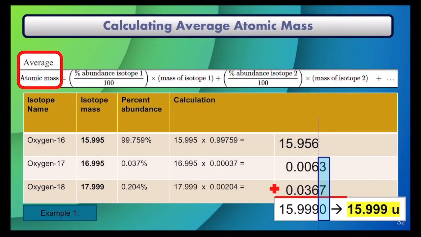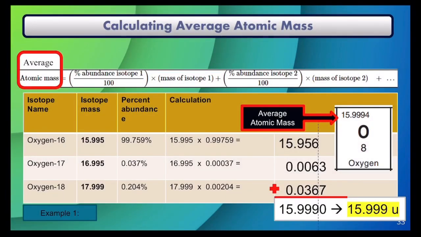So we will eliminate those digits there at the end and round our answer to 15.999 units, or atomic mass units. And then remember, the whole purpose of this was to calculate average atomic mass. So this is showing you just how average atomic mass is calculated. Let's look at one more example of how to calculate average atomic mass.